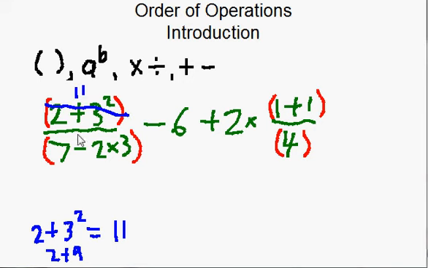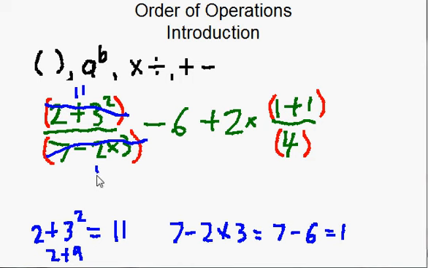And on the bottom here, I've got 7 minus 2 times 3. Again, I have to do the multiplication before the subtraction. So this becomes 7 minus 6, which is 1. So I replace this whole thing on the bottom by a 1. So I've got 11 divided by 1, then minus 6 plus 2 times, okay, 1 plus 1 is 2. That's no problem. And 4 is 4. So now I've done all my parentheses.